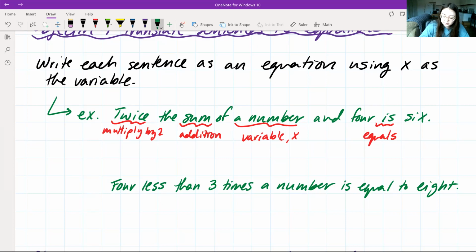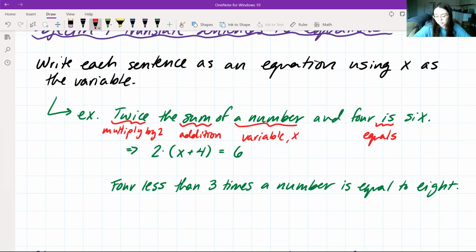So if we have twice, we multiply by 2. So this is going to give us 2 times the sum, so we're going to put parentheses around our sum, of a number, x, plus 4, is 6, which means equals 6. So our expression here is 2 times x plus 4 is equal to 6.